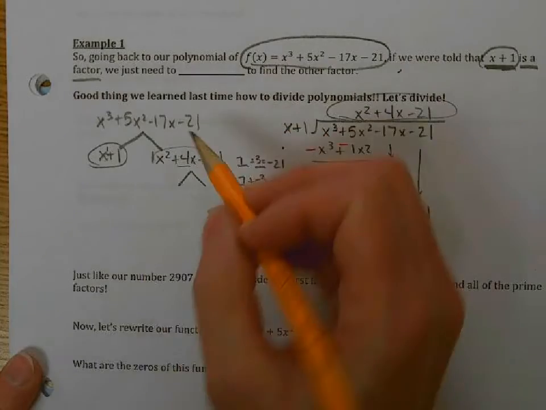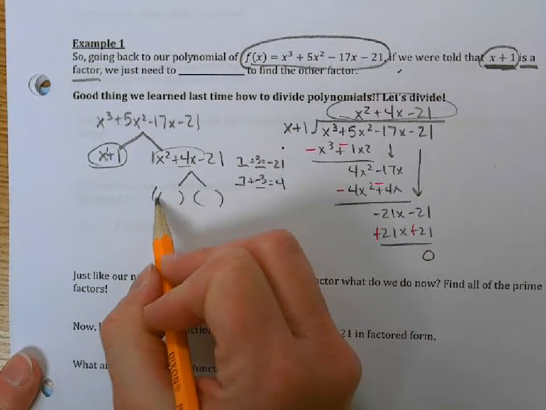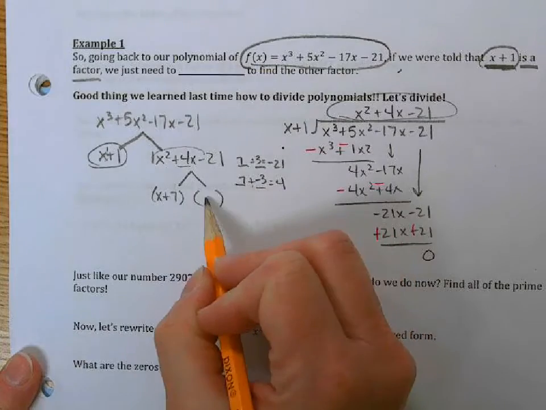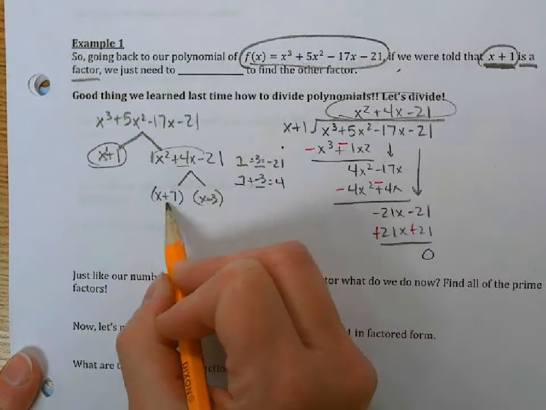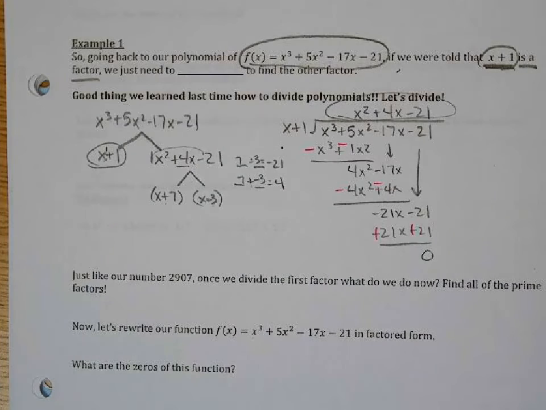Because of that 1x squared, I can go straight into my shortcut. My answers, which are what? x plus 7 and x minus 3. Now, are these two prime or do they go any further? They're done because they're x to the first. They're prime, right? Just make sure you understand that.